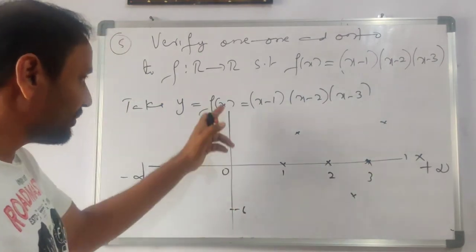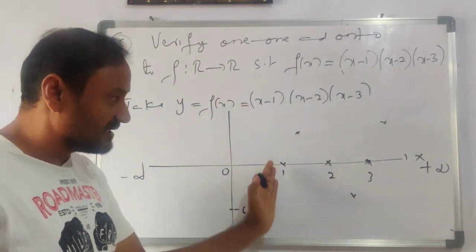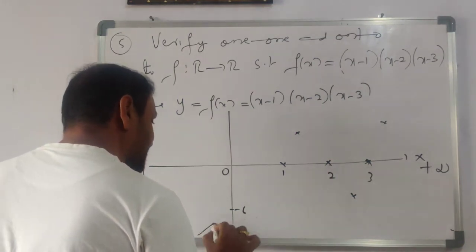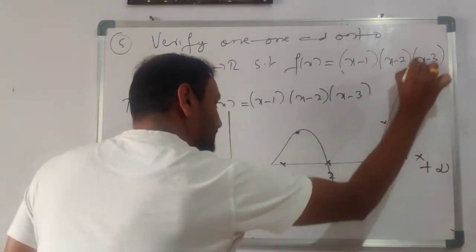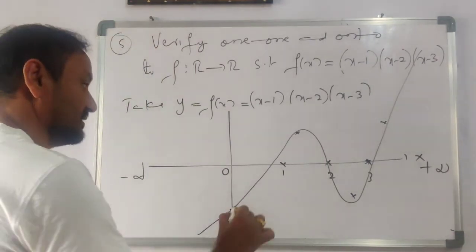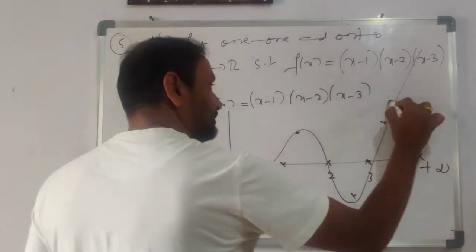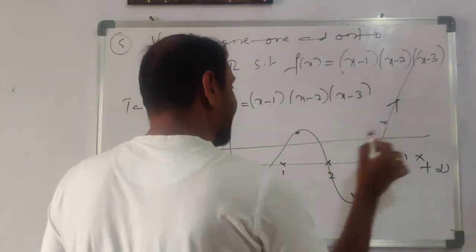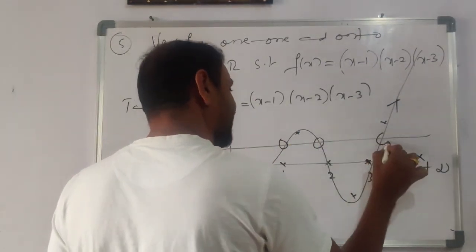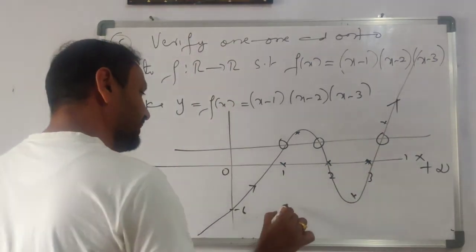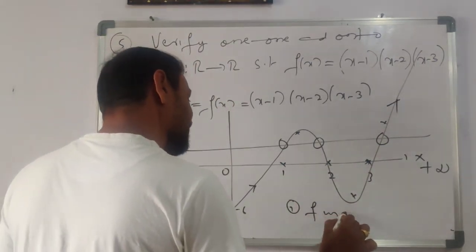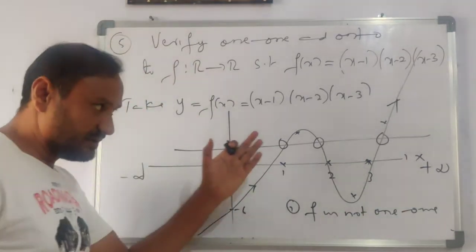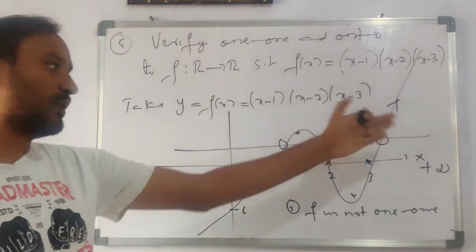So clearly the graph is intersecting the x-axis at 1, 2, 3. Now draw the graph of the given function, like this. This is the graph of the given function. Draw any line parallel to the x-axis intersecting the graph at more than one point. So f is not 1-1, because the line parallel to the x-axis intersects the graph at more than one point.